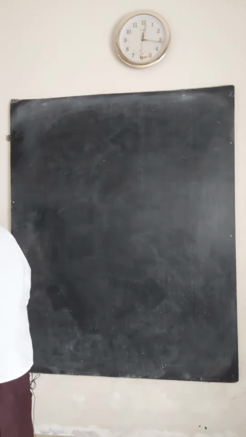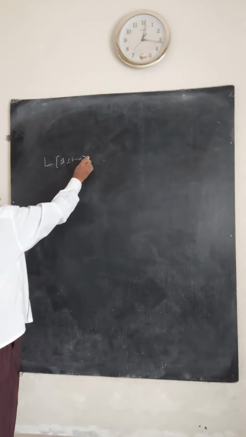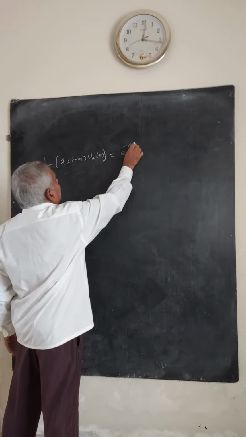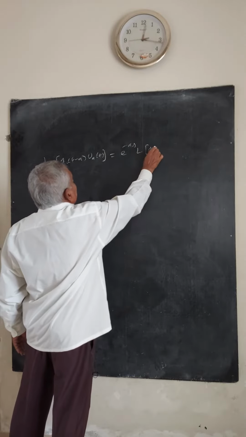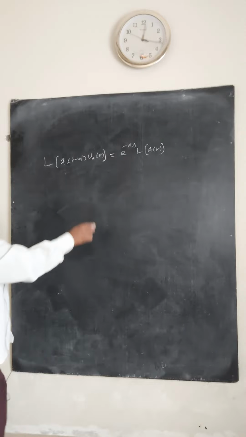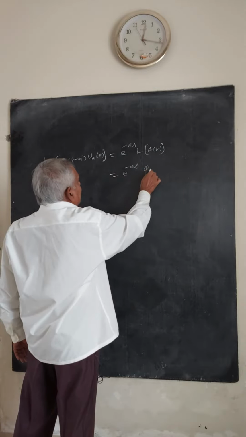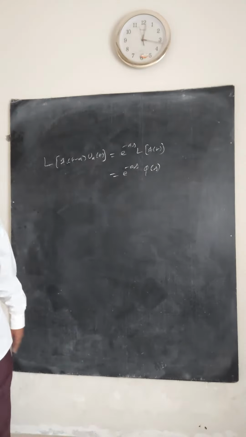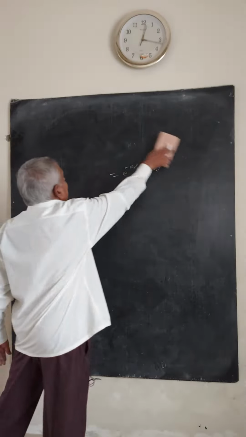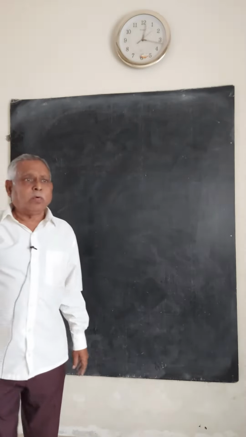We can write shortly L of f of t minus a, u of a t, equal to e power minus as L of f of t. This is the short way we are going to write in all sums. E power minus as L of f of t is a function of s, phi of s. This is the short way we are going to use in many examples, many sums. Let us do the sums one by one.